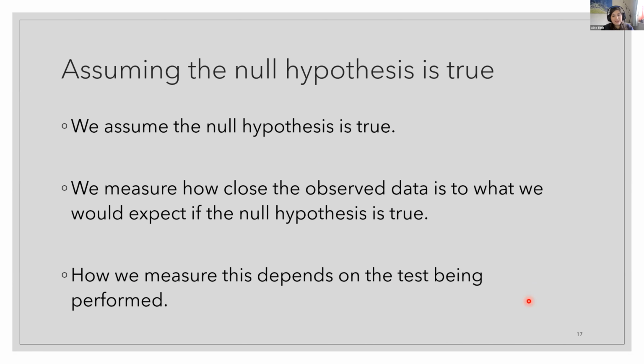Now, exactly how we measure how far away our data is from what we would have expected to see under the null depends on the kind of test being performed. So this is how you generate the test statistic. It's different if you're doing a chi-squared test or a t-test, it's a slightly different way of doing it, but you can think of it for all of these tests as being a measure of how different the data that we've observed is to what we would have expected to see under the null hypothesis.